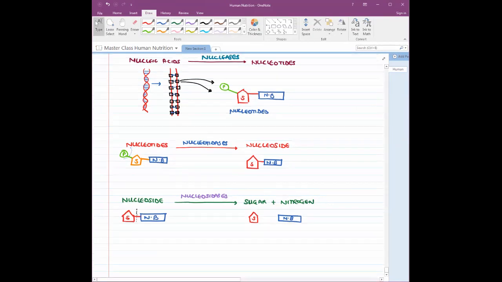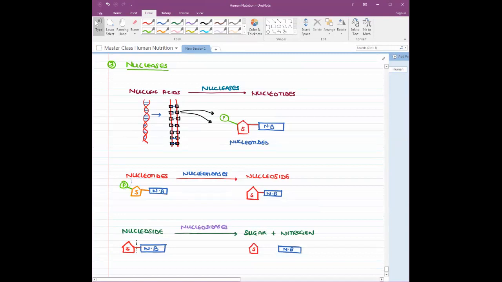Guys, just have a look at this. How is the sequence going to happen? First you are going to have nucleases, then you're going to have your nucleotidases, then you're going to have nucleosidases. Nucleotide is the smallest repeating unit of DNA or RNA. It keeps on repeating every now and then.